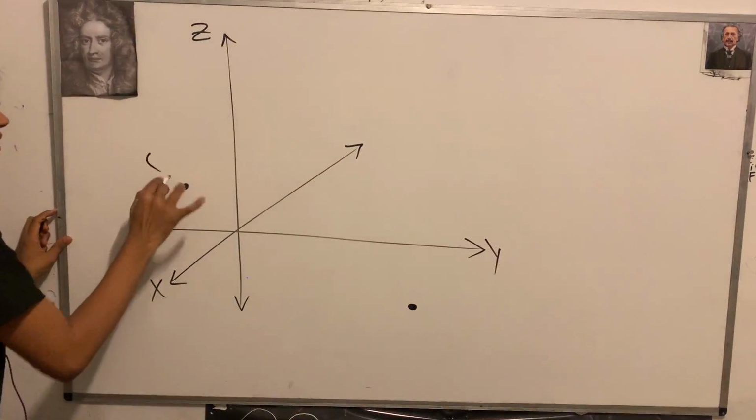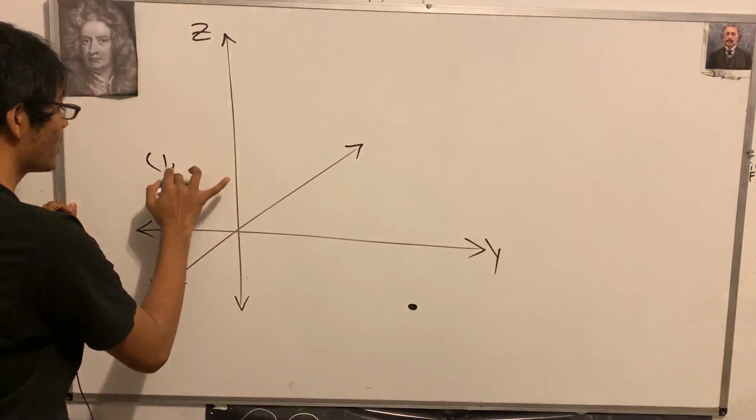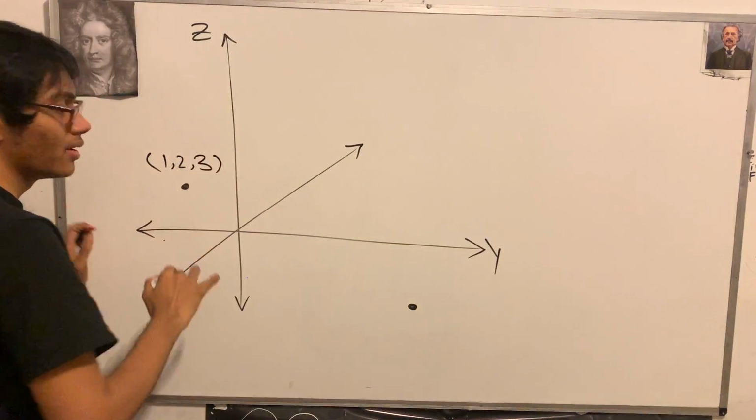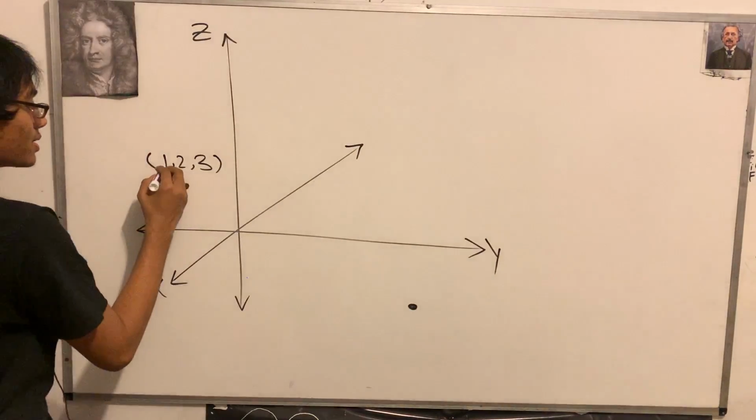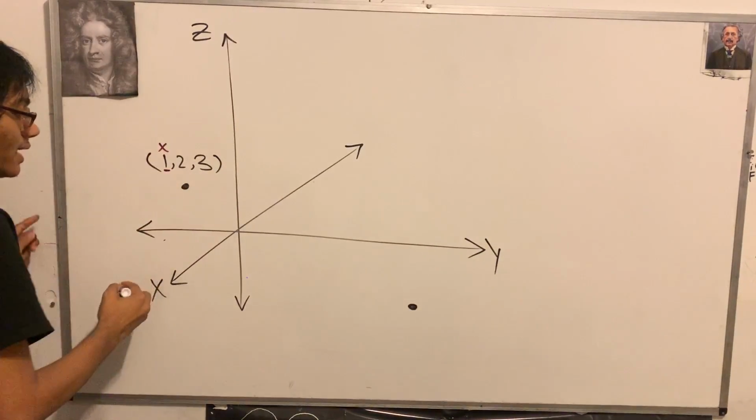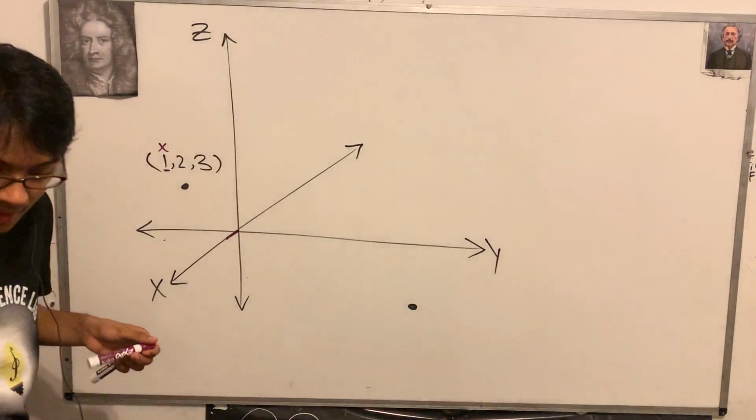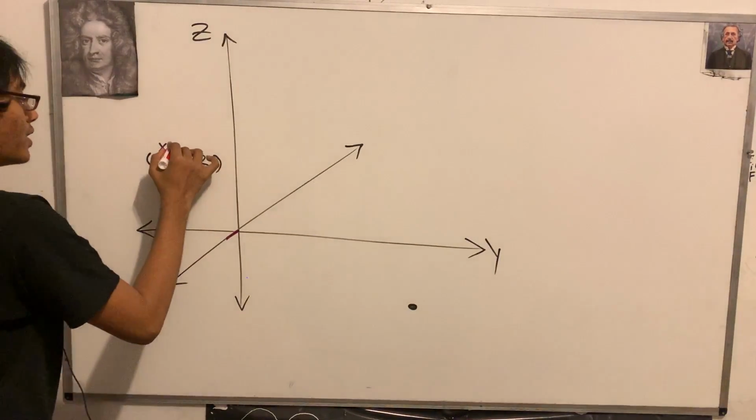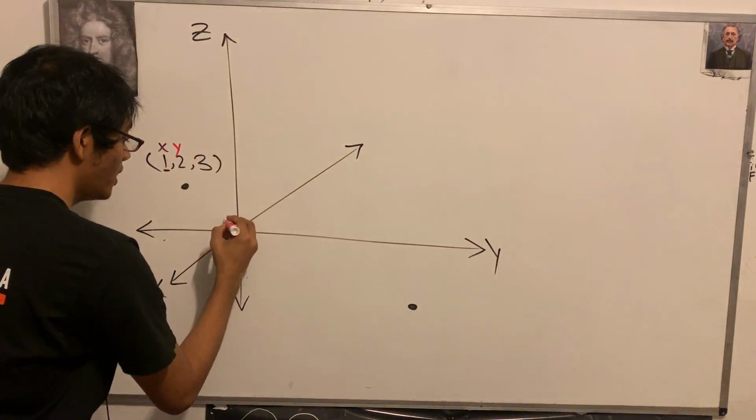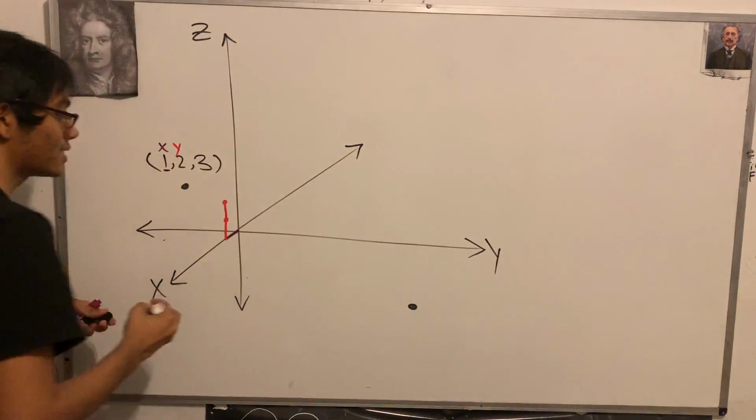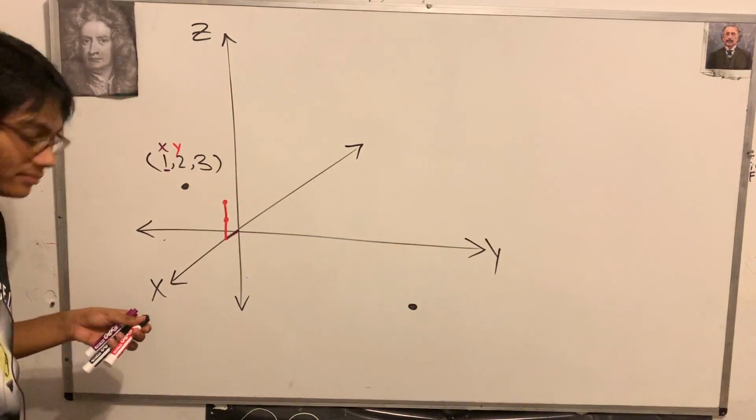So let me give this point a value, right? Without values, it really has no meaning. Let's say it's at 1, 2, 3. What does that mean, though? Well, let me show you what it means. What that means is this 1 over here is my x coordinate. It tells me I have to go 1 in this direction to reach my point. This 2 over here, that's my y coordinate. It tells me I have to go 2 units up to get to my point.